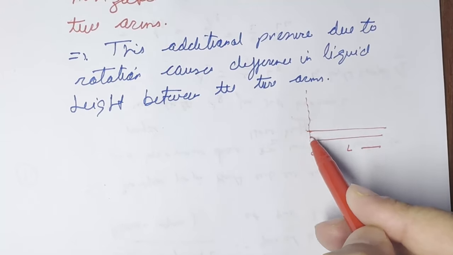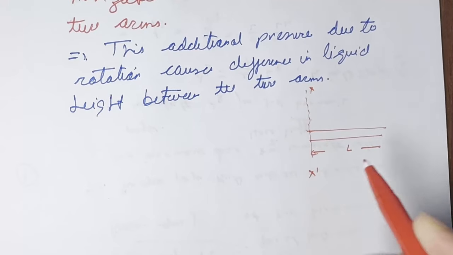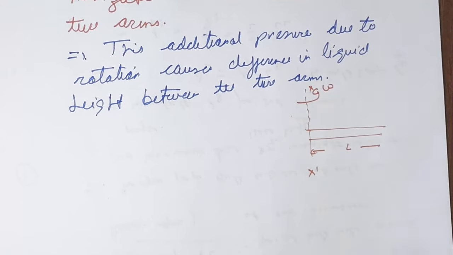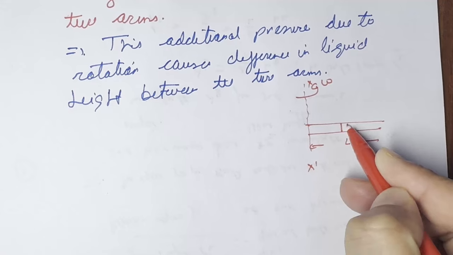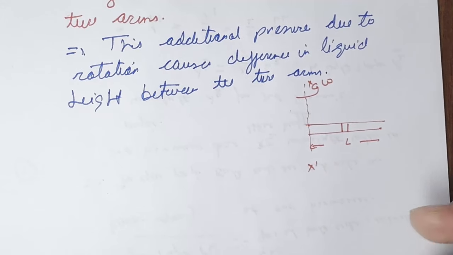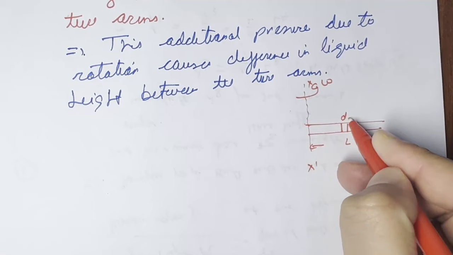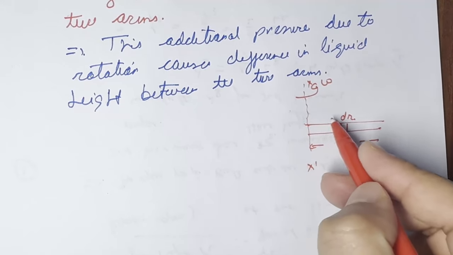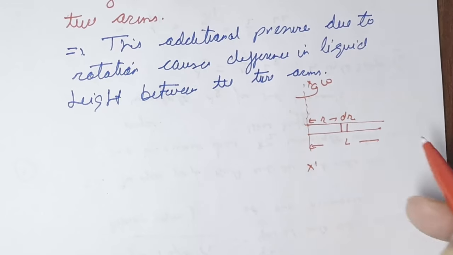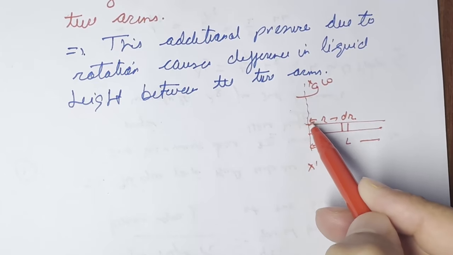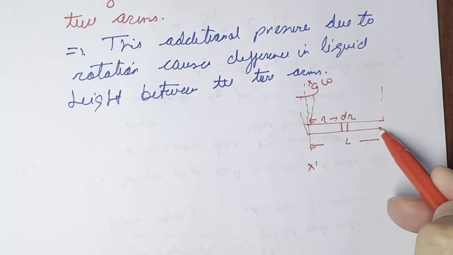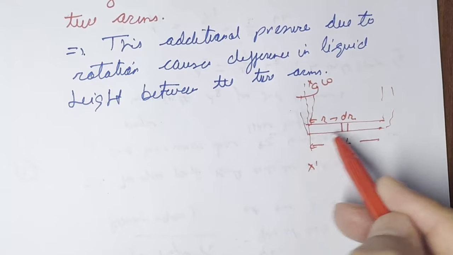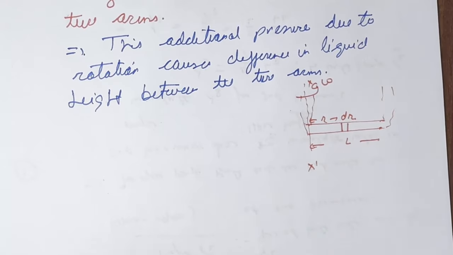and this is the axis of rotation. We have x prime rotated with the angular frequency omega, and here we consider a small liquid portion of width dr, and it is at a distance r from the axis of rotation. And we have the tube will be something like this, which we are not interested in the tube actually. We are only interested in the pressure gradient which will be created in the horizontal tube.